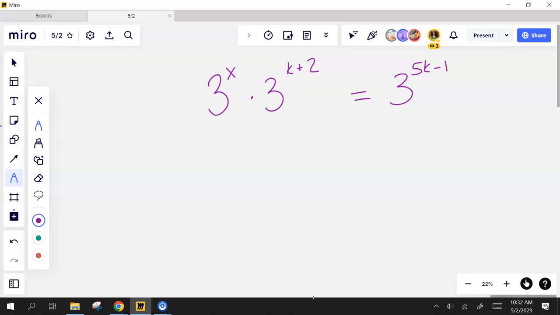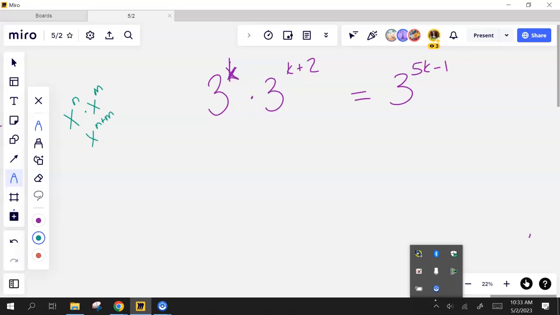How do you multiply that? This is supposed to be in K, by the way. How do you multiply? You add the exponents. Remember that property of exponents we have that says if the base is the same, then I add the exponents, right? That's what I'm going to do here. So this is going to become 3, and then I'm going to add these exponents. K plus K is 2K plus 2.